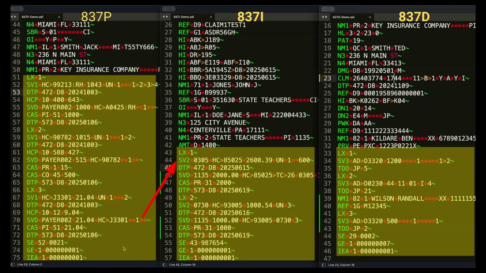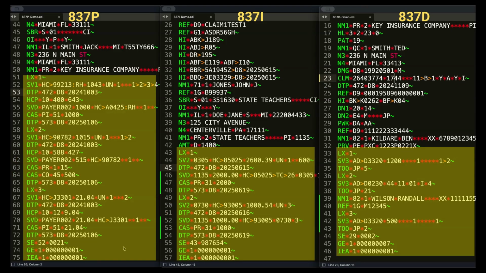The SV2 segment for 837I has revenue code in SV201. And then for line 1, you also see that SV207 is populated, which represents the non-covered charges in case of UB claims. Then for the P and I claim lines, you also see the line adjudication happening with the SVD segments. As a result, you'll see the CAS segments also existing there because SVD is there. And the CAS segment, as you already know, mentions the adjustment group and the reason details.